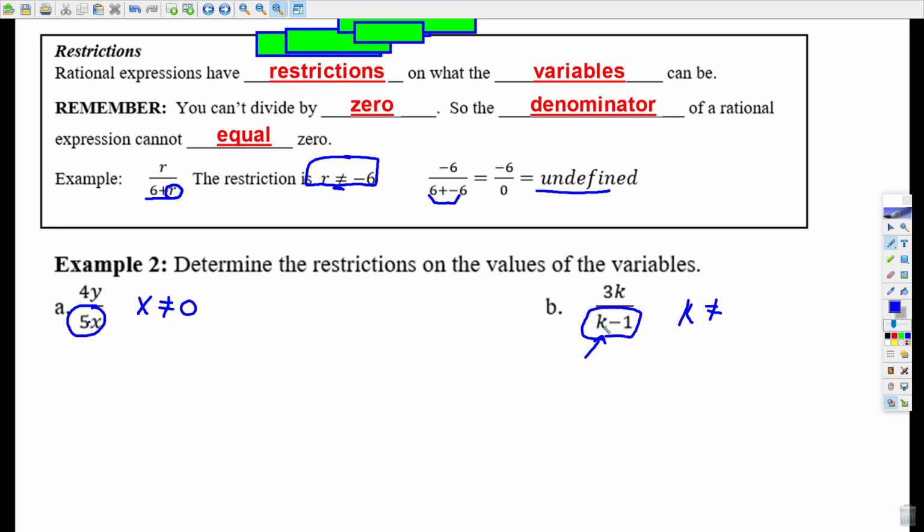No. 0 minus 1 is negative 1. That's okay. But how would we make it 0 is only if k would be positive 1, right? Because that would mean you would do 1 minus 1. That would give you 0, and we can't have that, so it's a restriction.